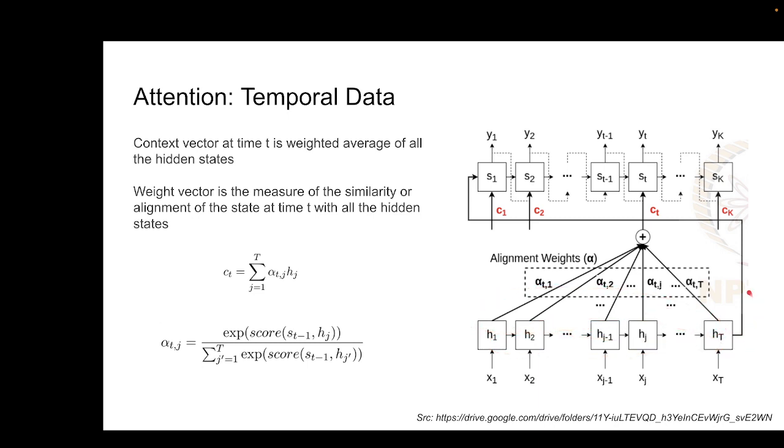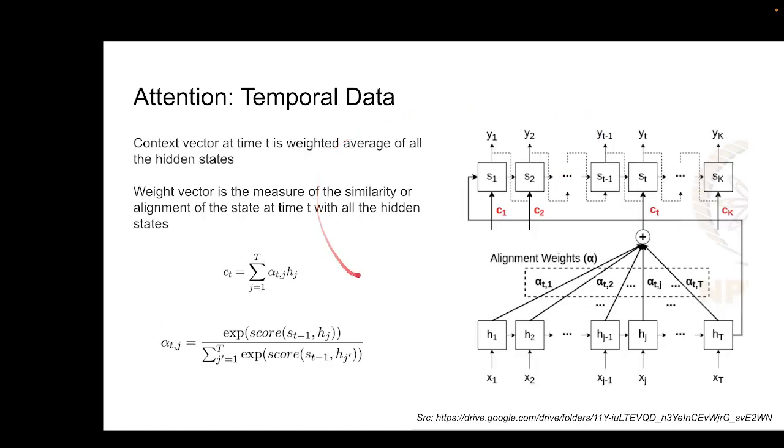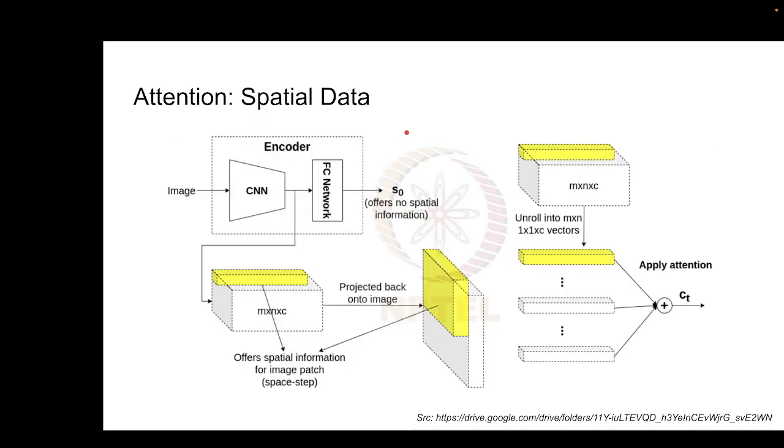So, now you see that we do not have to just depend on the last hidden state outputs for conducting this machine translation. This is an example of attention in the temporal space. We know that text is temporal in nature. So now we will move on to spatial data.